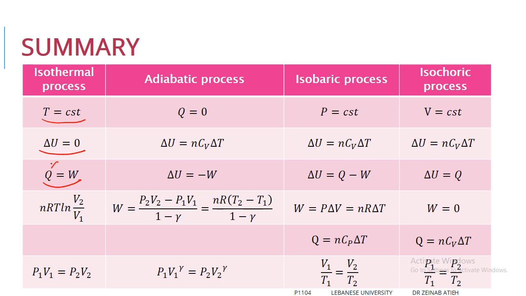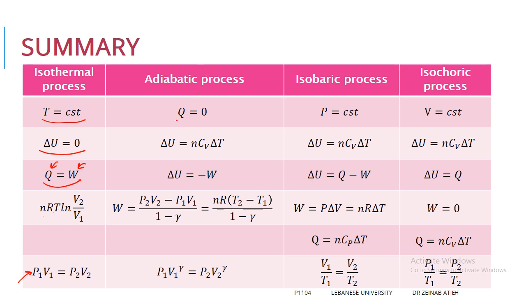So if you're going to find Q, you have to find work. So work equals nRT ln V2 over V1, and if you are going to relate 2 points in the case of an isothermal process, you can use Boyle's law, which is P1 V1 equals P2 V2. You can use this one.